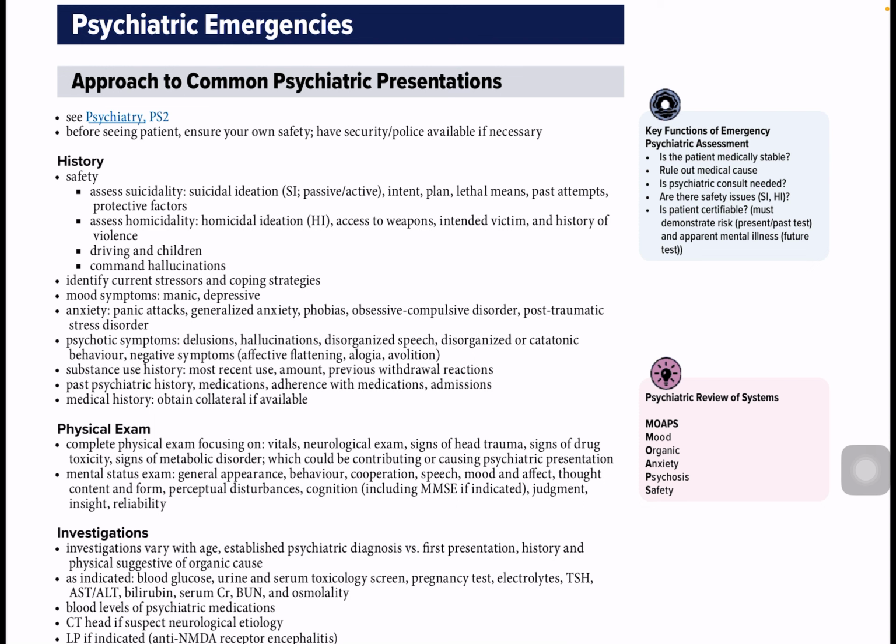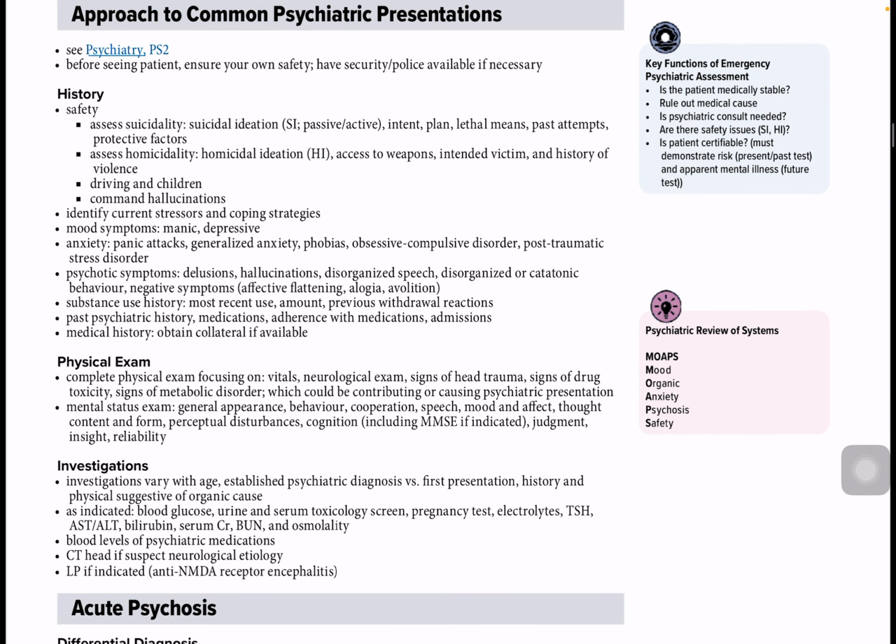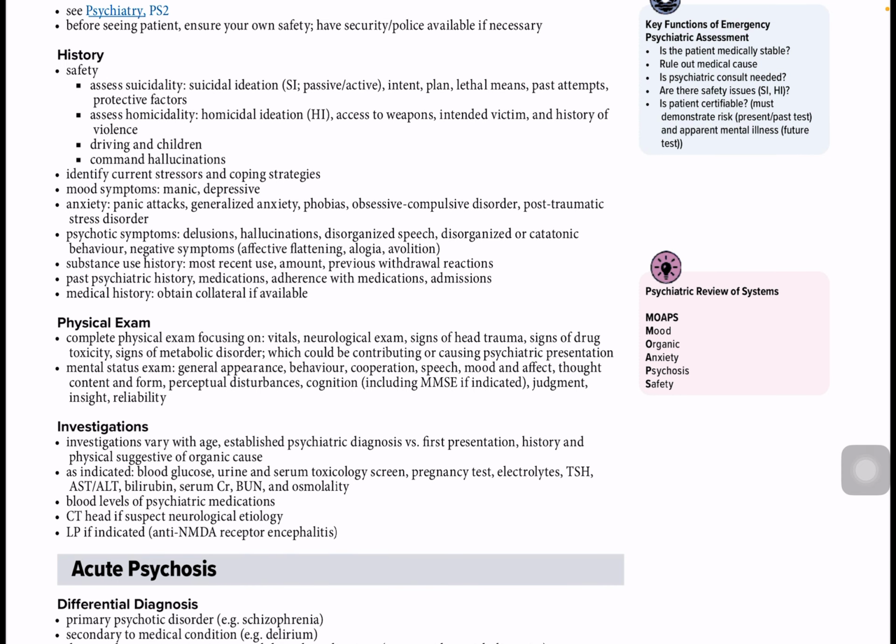So you need to know the certain things that you need to have in the suicidal history. We will cover this in the suicidal section, and I have also covered it in the suicidal psychiatric video that I've made, so you'll see that. Assess homicidal ideation, access to weapons, intent, victim, and history of violence. Children are very important, because if there are children along with a psychiatric patient, then you need to report it to CAS for child protection. Command hallucinations, identify current stresses and coping strategies.